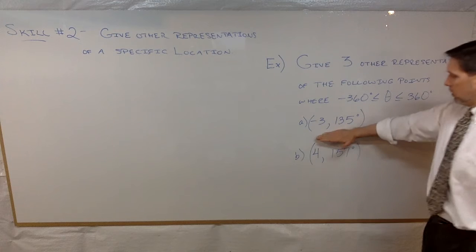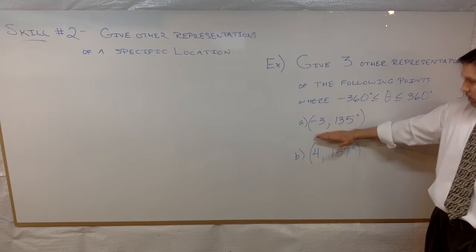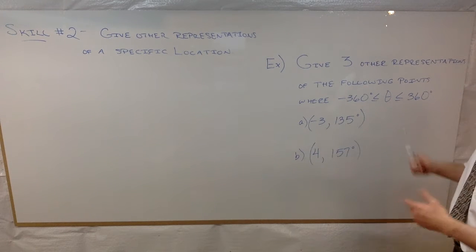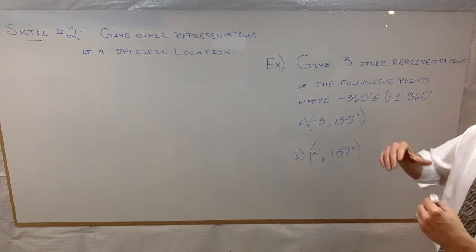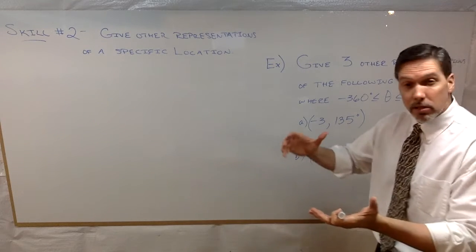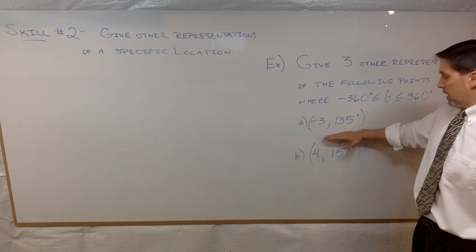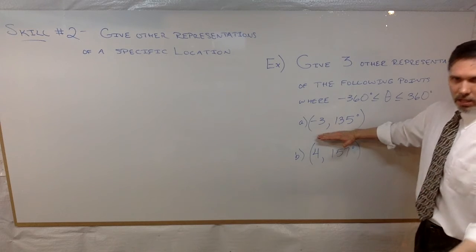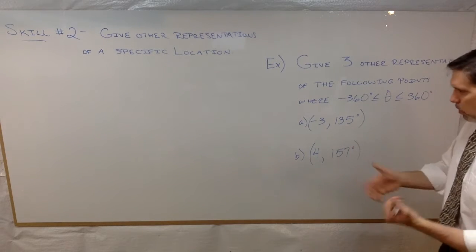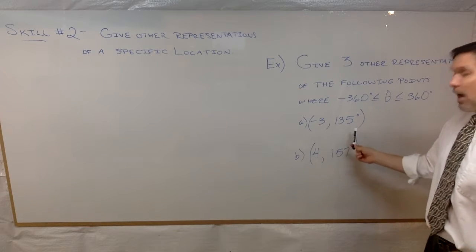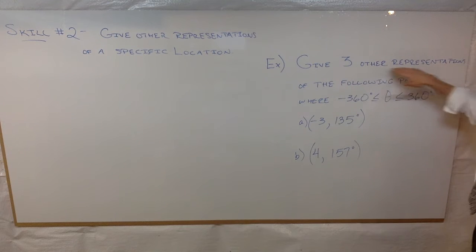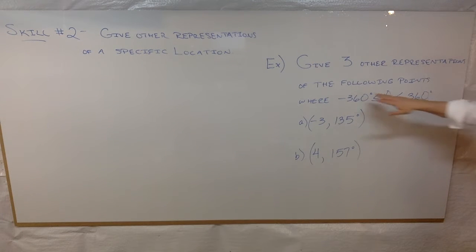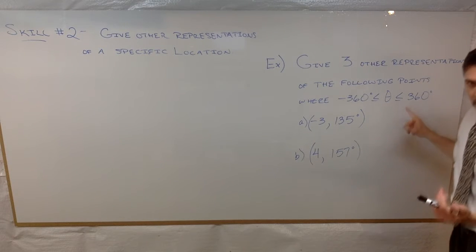I'm going to actually give you an ordered pair. All right, so polar coordinates here. -3, 135 is our first one. Now, the book has formulas for figuring these out, and I think it's more an intuitive idea than just memorizing formulas and plugging these in. I like to plot the point out and then figure out the other 3. I say give 3 other representations of the following points where your theta is between -360 and 360.